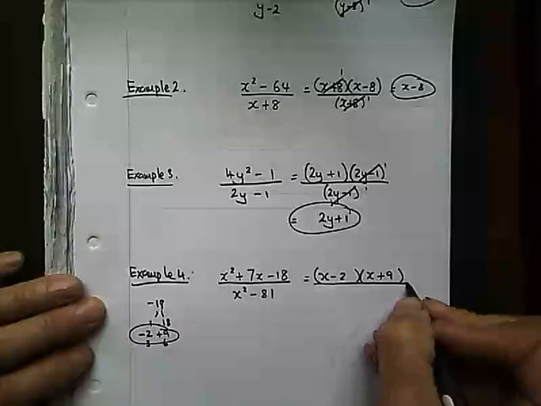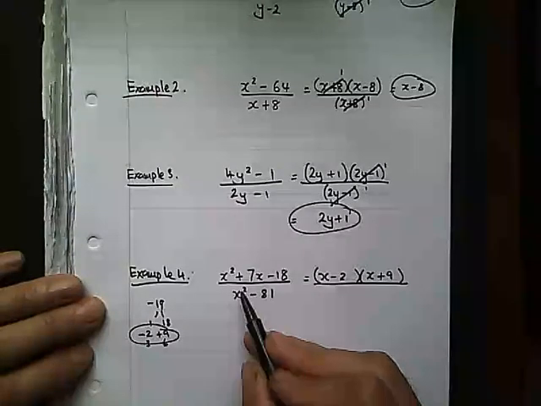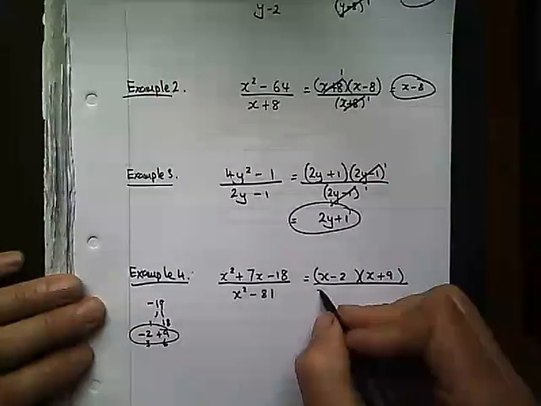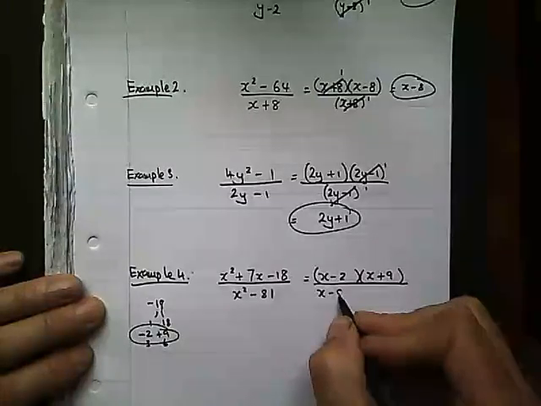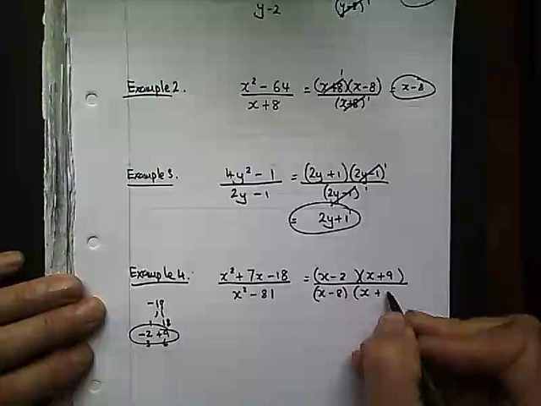On the denominator, what have we got? We've got a difference of two squares again. We've got x squared and 81. So it's going to be x minus 9, x plus 9. Oh, sorry, 9 even.